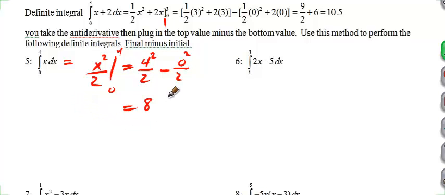If you do your right-hand Riemann sums, add up an infinite number of rectangles, go through the whole process, you should get the exact same answer.